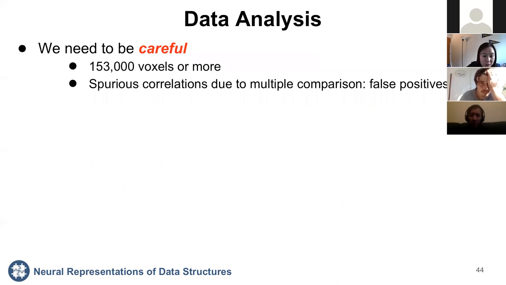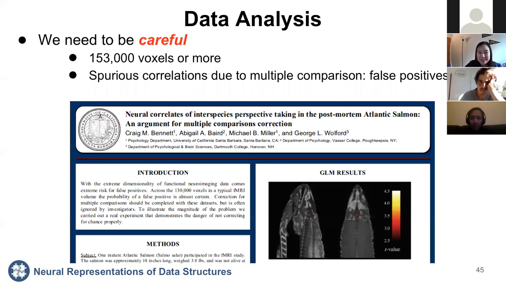Importantly, all the models and the tests we described before were done voxel-wise, and we need to know that in the human brain, there are over 150,000 voxels. So it is very likely to end up with spurious correlations due to multiple comparisons, if we're not careful enough. In fact, researchers in the past have tried to see what would happen if we're not careful about false positives in the entire analysis. What they did is put a dead salmon in an fMRI, and they analyzed the data without taking care of false positives. Then finally, the data actually showed that the dead fish was thinking in the fMRI.